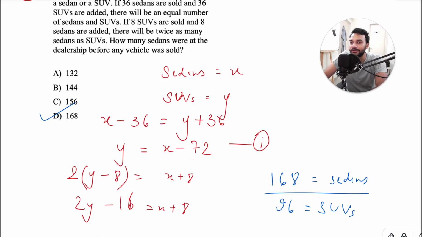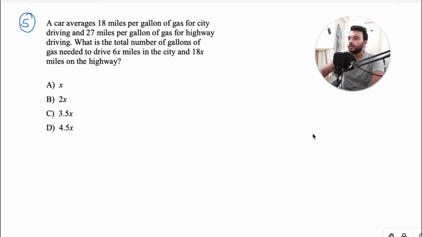Okay, let's go for the next one. Question number 5. A car averages 18 miles per gallon of gas for city driving and 27 miles per gallon of gas for highway driving. What is the total number of gallons of gas needed to drive 6x miles in the city and 18x miles on the highway? Okay, total number of gallons of gas.